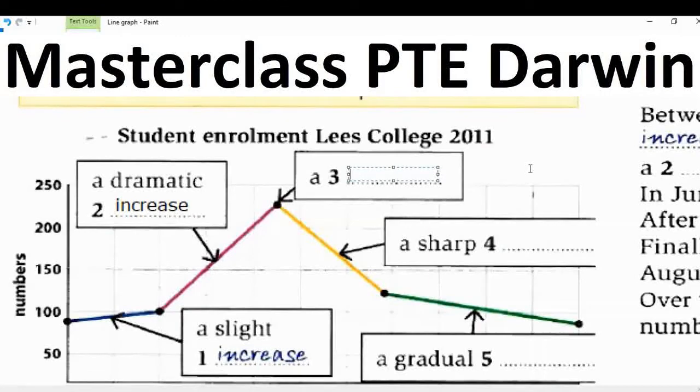This is called peak or apex. Yes, peak. So it peaked. Another word we can use is apex. Yeah, you can use apex as well, like the top. Okay, and what is happening here? This is a dramatic decline. Yes, dramatic decline. They have used sharp. Same thing. So here we can write decline.